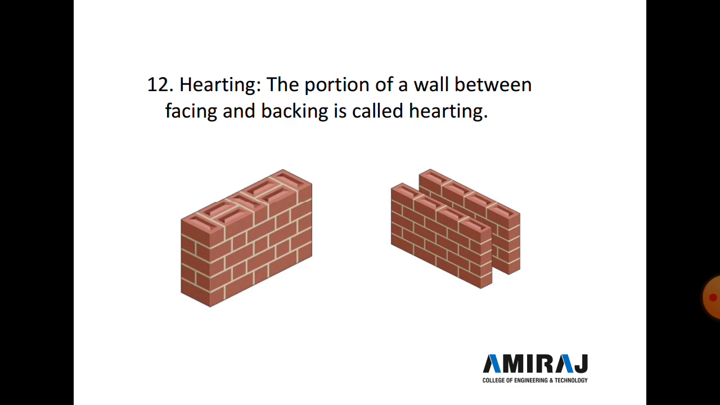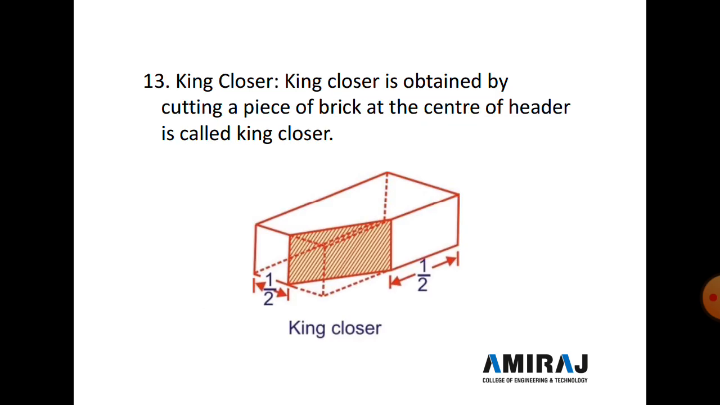Now next is a hearting. So what is hearting? The portion of the wall between the facing and backing is called a hearting. So here see this figure. Hearting is generally seen in a cavity wall. A cavity wall is two walls constructed, one on the face side and another on the back side. When we add material between the two walls, it is called a hearting. So it is the inner portion.